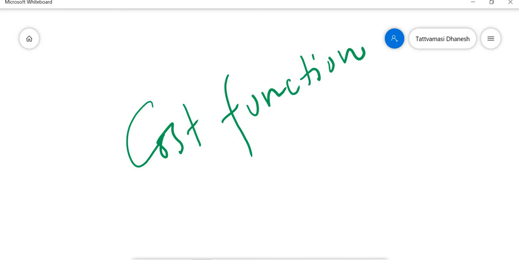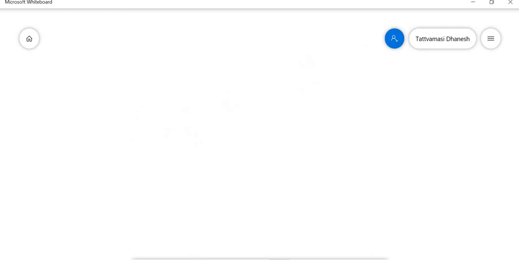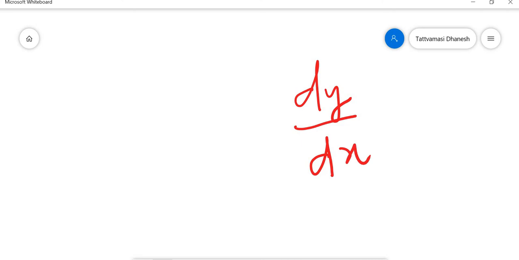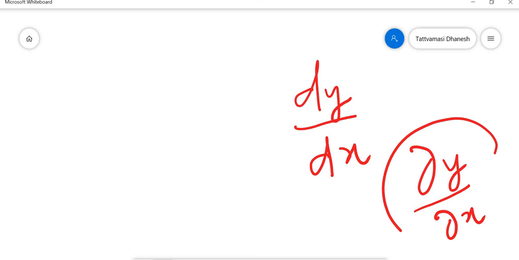When we write normal differentiation, we use dy by dx. But when we talk about partial differentiation, we write dou y by dou x. This dou is a Greek letter, and it stands for partial derivative. So that is what we want to discuss when partial differentiation comes into the picture.